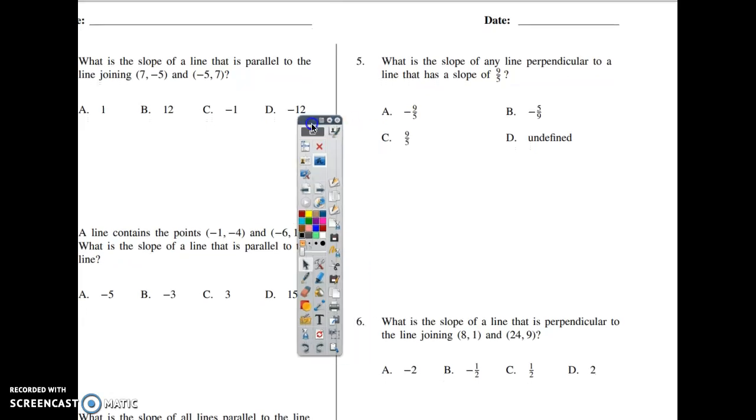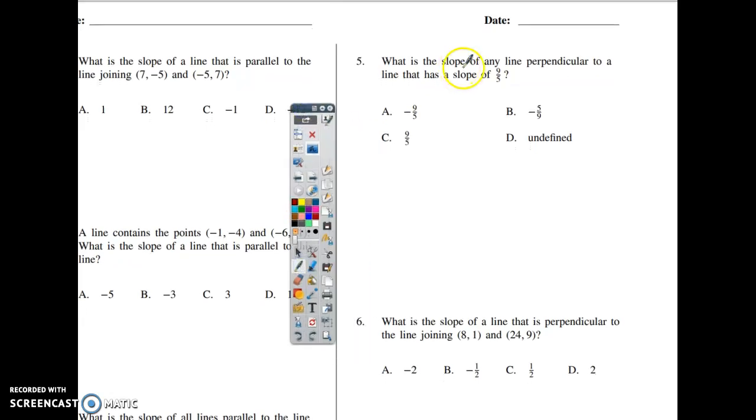Problem number 5, what is the slope of any line perpendicular to a line that has a slope of 9 over 5? So if the slope is 9 over 5, and I want it perpendicular, what do I do? Flip it and change the sign. So if this is positive, this one's negative. So these two slopes are perpendicular to each other. The answer is B. So you guys should be ready for the quiz tomorrow.